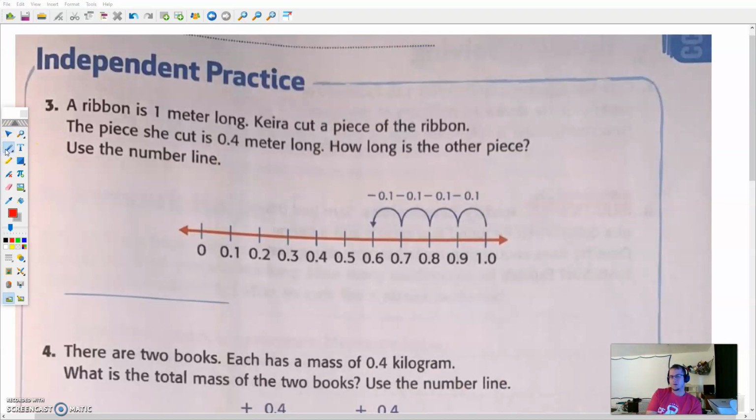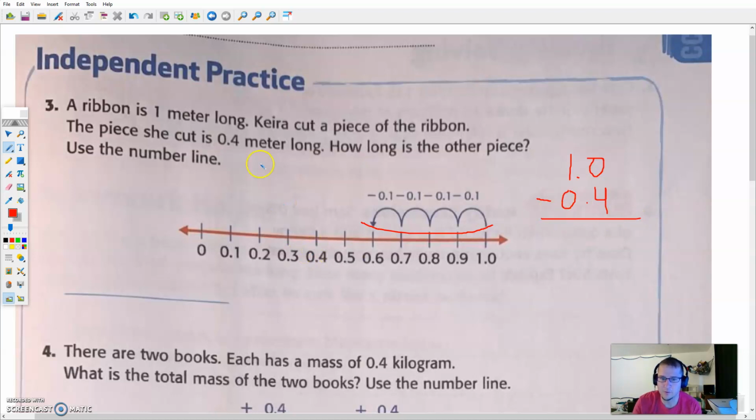A ribbon is 1 meter long. Kira cut a piece of the ribbon. The piece she cut is 4/10 of a meter long. How long is the other piece? So if her meter was 1, then we're going to take that 4/10 off of the 1. So we're doing 1.0 subtract 0.4.